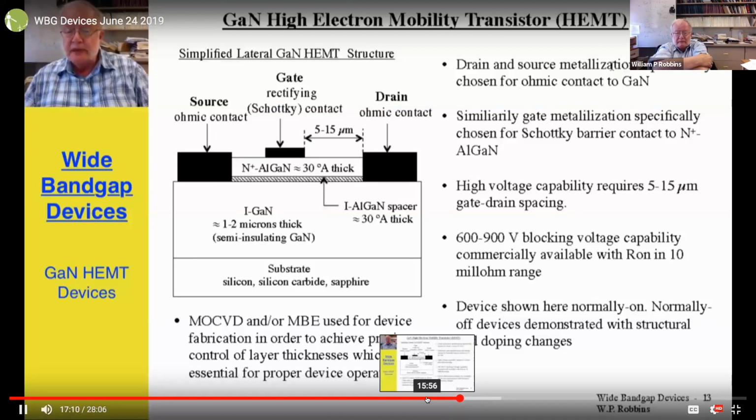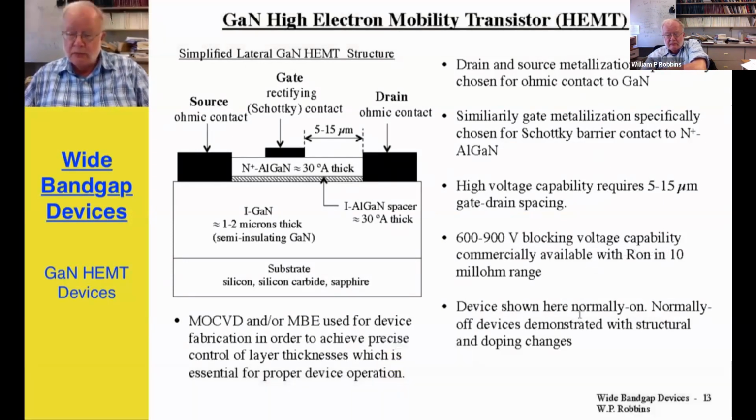The drain and source metallizations have to be especially picked to get the ohmic contact, and similarly for the gate metallization. High voltage capability requires that the distance between the gate and drain be 5 to about 15 microns. Right now, 600 to 900 volt blocking capability devices are commercially available with on-state resistances of 10 milliohms or less. The device which is shown here is normally on, but normally off devices have been demonstrated in a lab by making structural and doping changes.